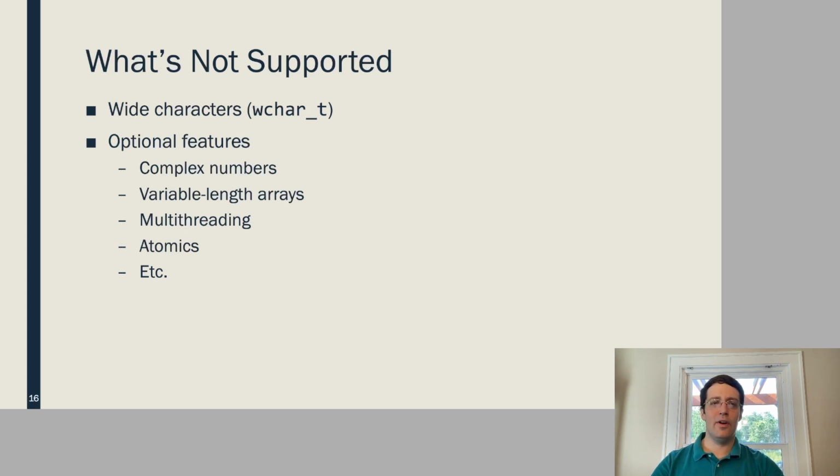Apart from that, there are a number of features that are defined in the standards but made optional to implement or not, and so ORCA-C also chooses not to implement those. And these are things like complex numbers, variable length arrays, multi-threading, and atomics. And I should point out, complex numbers and variable length arrays were actually mandatory features in C99, but then they were made optional in C11. So ORCA-C is focused on the latest standards like C11 and C17, so it chooses to treat them as optional and not implement them.